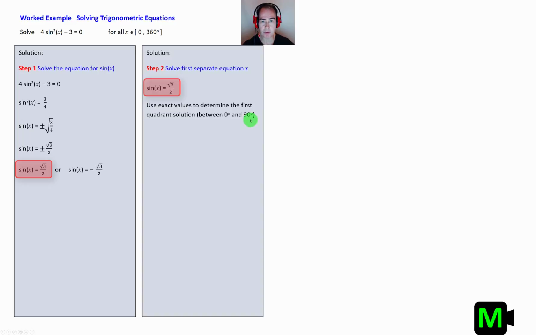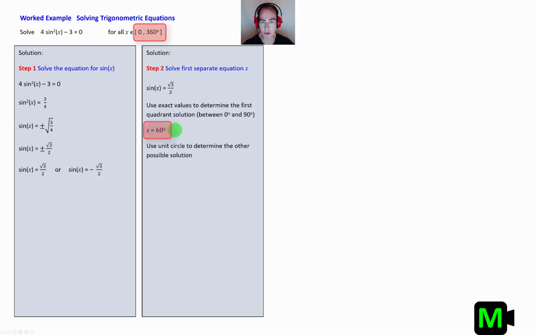Now this can be done a number of ways. You can use triangles. Some of you may remember using triangles to work out these exact values with the Pythagoras theorem. However, I find it's easier simply to remember the values themselves. Root 3 over 2 has a sine of angle 60 degrees. So that comes straight out of a memorized table. Now, interestingly, this is only one of the possible solutions between 0 and 360 degrees.